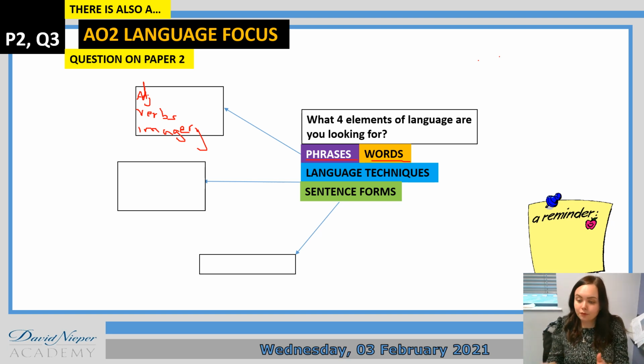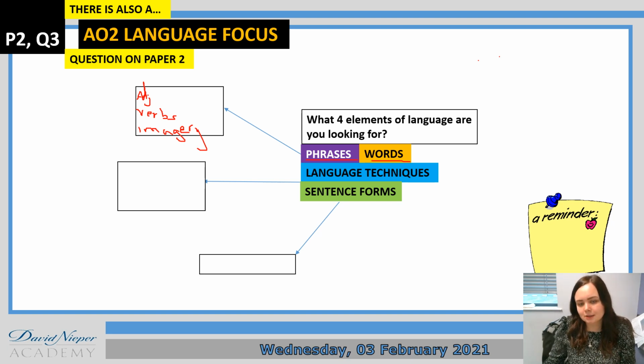Okay, so if you know that you are someone who struggles with language features, talking about words and phrases is absolutely fine. So don't try and push yourself to look for a language feature if you know that you struggle with that. And words and phrases can get you a grade 4. So don't think to yourself, well, I've got to talk about language features because I want a grade 4. Words and phrases will do that. It's about your comment on effect that helps you to develop the marks.